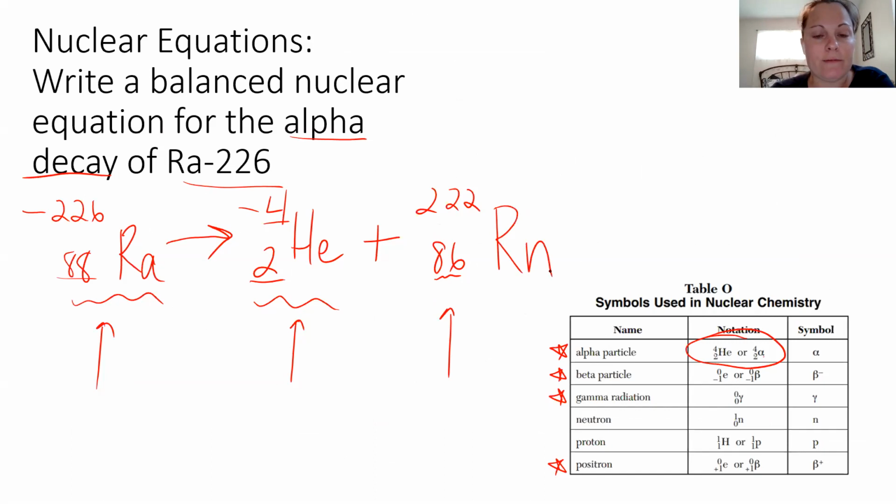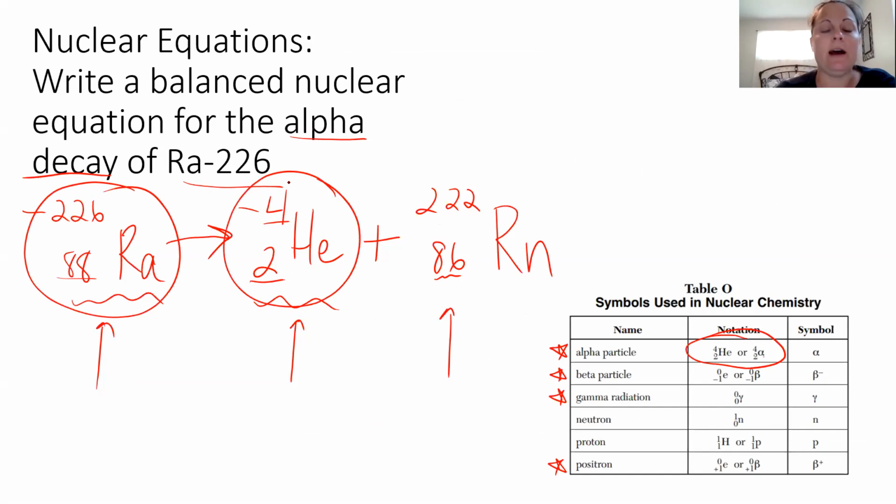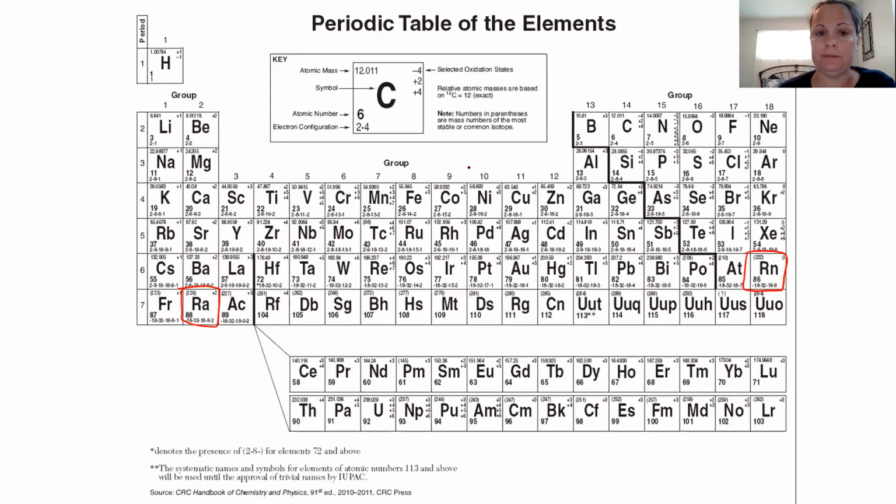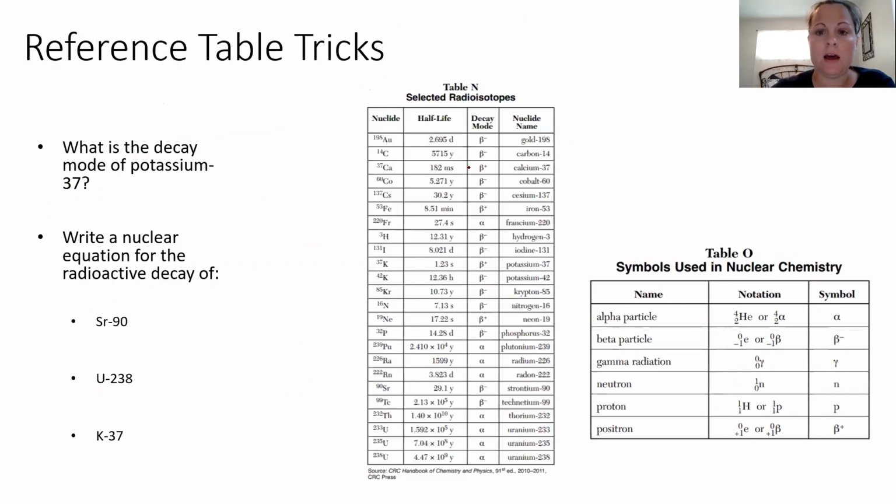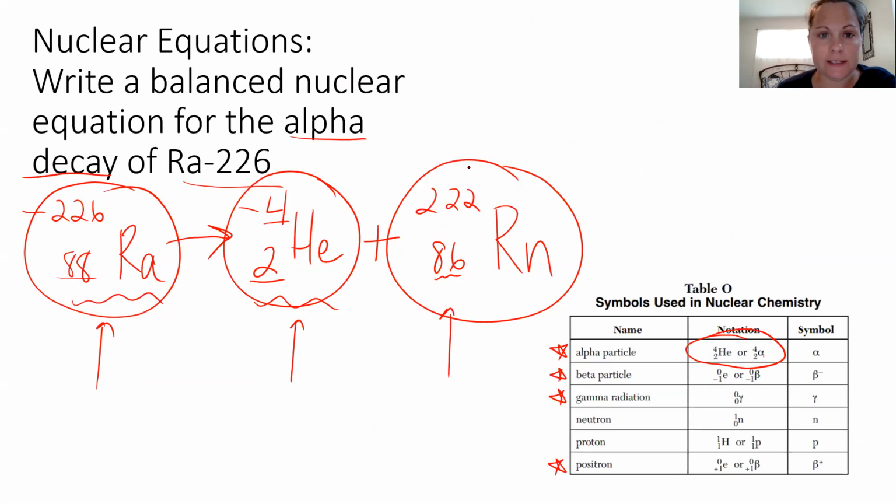And voila, I have written a balanced nuclear equation for the alpha decay of radon-226. Start with this isotope. I spit out an alpha particle, which now creates this new isotope. All right, so more reference table tricks and more examples. I told you in this example that it was alpha decay.